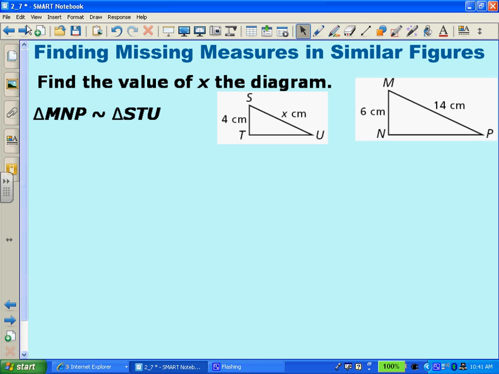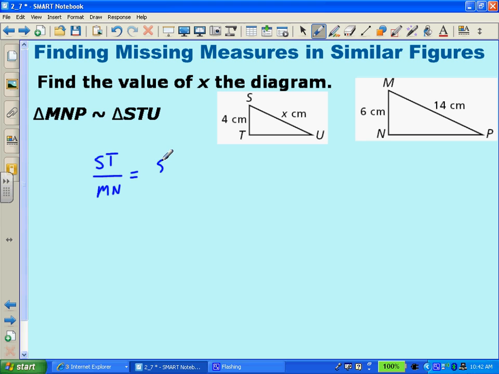So let's take a look at our first example here. This is what you'll see. You'll have 2 shapes and then a similarity statement. Now I have triangle MNP similar to triangle STU, which means I know they're similar, which means their sides are going to be proportional. So it looks like here ST, they tell me that that side is 4. Now I'm just going to set up here ST is corresponding with MN. And I know that because they're both first and second in the similarity statement. I can also kind of see that from the picture.